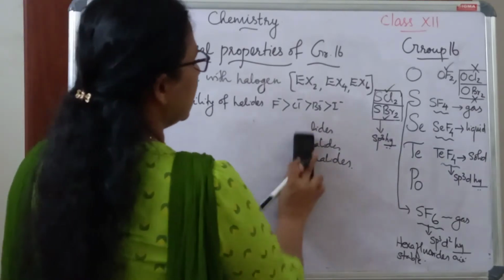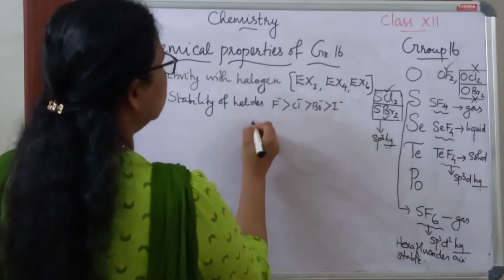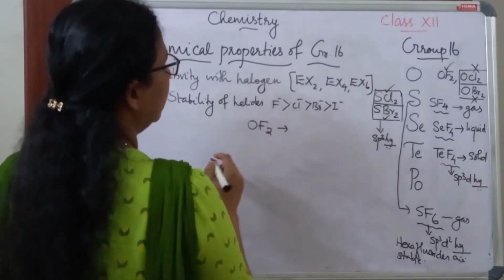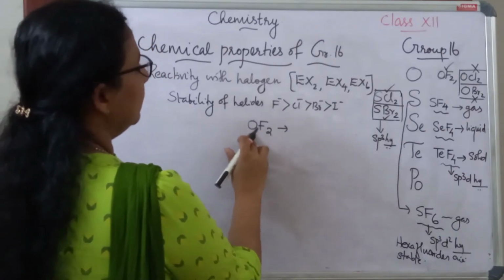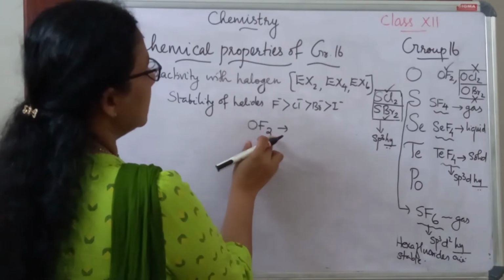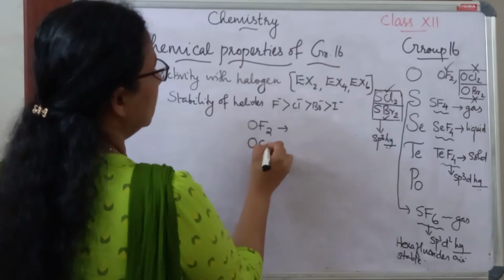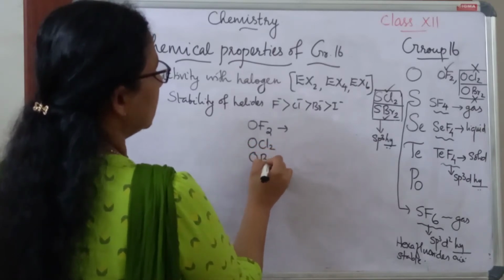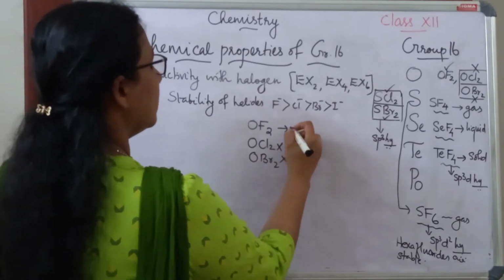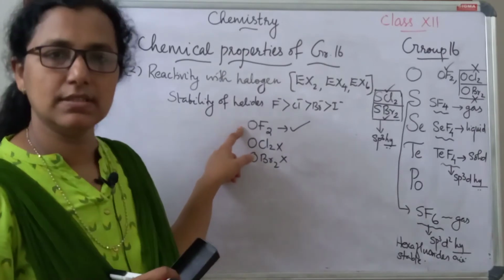Now consider the first element, oxygen. Oxygen forms dihalides with fluorine. So it forms fluoride, and that means difluoride. So oxygen forms dihalide with fluorine only. It will not form OCl2, OBr2, etc. So OCl2, OBr2, they are not possible. The only possibility of dihalide with oxygen is OF2.